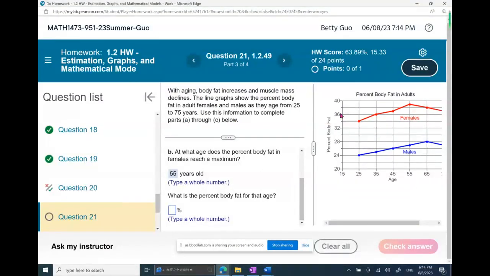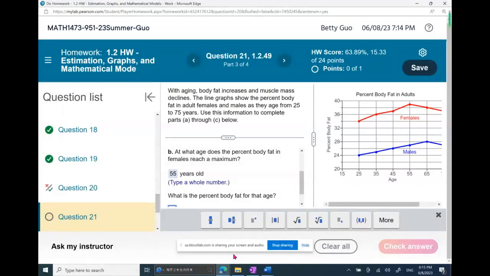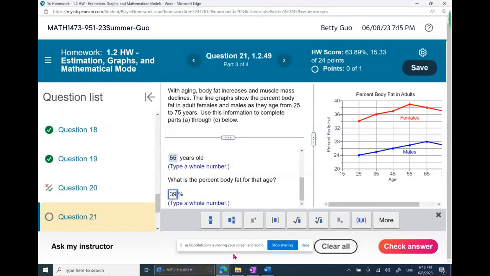This is 36. This is 40. In the middle, I would say is 38. And then in the middle of 38 and 40, I would do 39. What do you think? Yeah. 39.